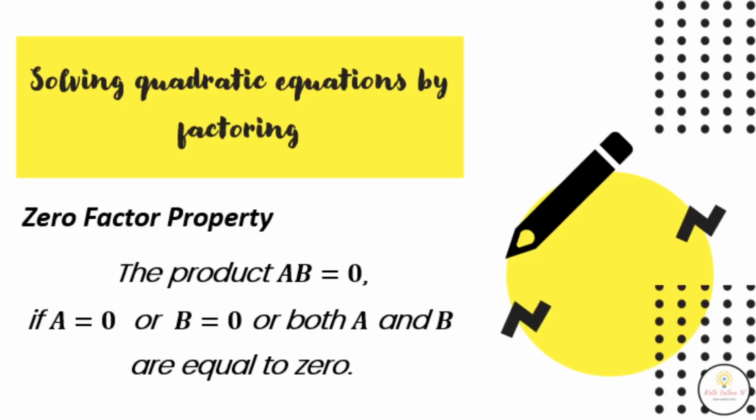So in this video, we will learn how to solve quadratic equations by factoring. For us to solve quadratic equations by factoring, we need to use the zero factor property. Zero factor property states that the product of A and B is equal to 0 if A is equal to 0 or B is equal to 0 or both A and B are equal to 0.